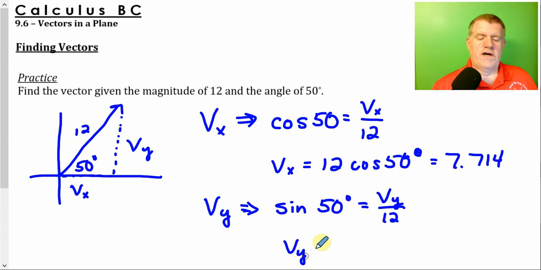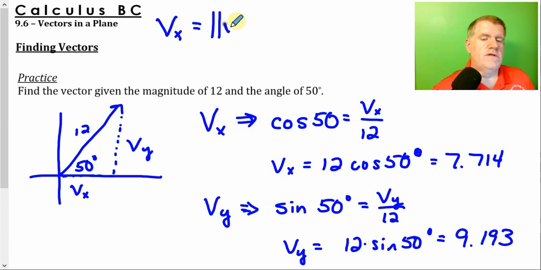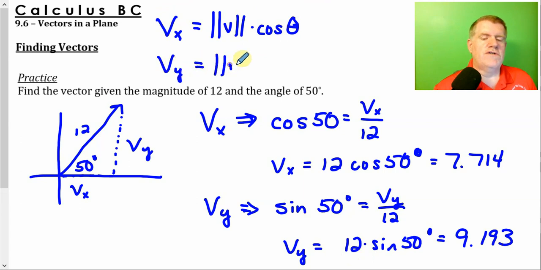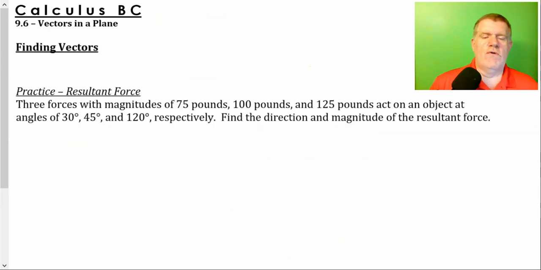So the vector value of y is going to be 12 sine of 50, which would equal 9.193. So just a little recap. If you're looking for the x component, it's going to equal the magnitude times the cosine of the angle. And if you're looking for the y component of your vector, it's going to be the magnitude times the sine of your angle. All right, let's put it all together in one last problem.